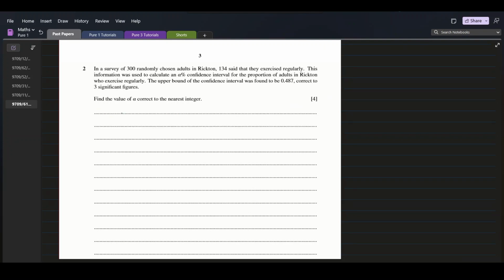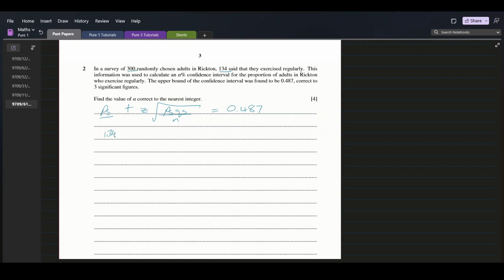So the formula to get the upper bound of a confidence interval for a proportion is the proportion of the sample plus z times the square root of ps times qs over n. And this should give you the upper bound. In this case, our upper bound is 0.487. Now our proportion ps is 134 out of 300.